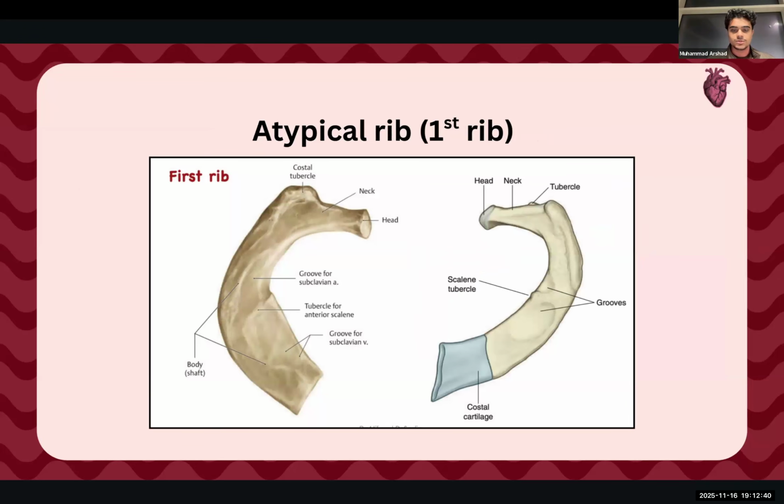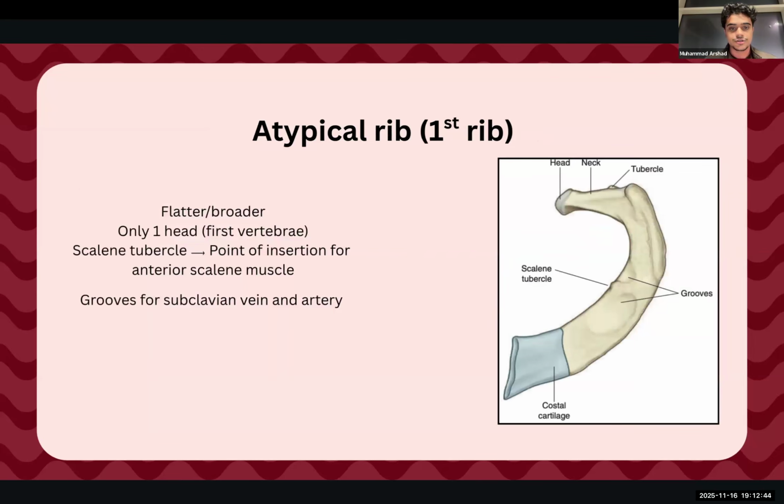There's also some other atypical ribs, but this is just the first one. And this is the one that Dr. Atif talked about in your lecture. So as you can see here, it's a lot flatter and broader than the typical rib. And you can't really mistake these two. They look very, very different. It only has one head.